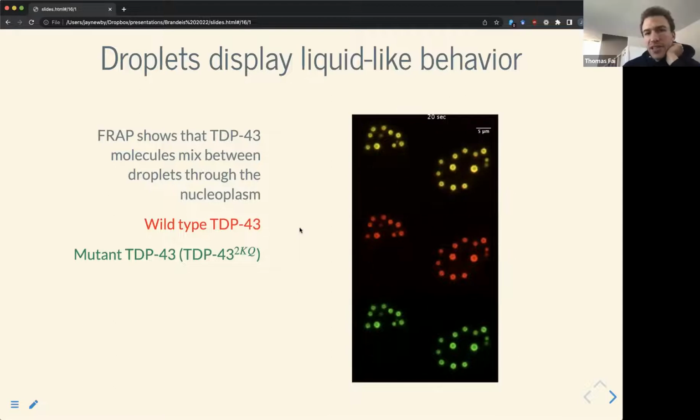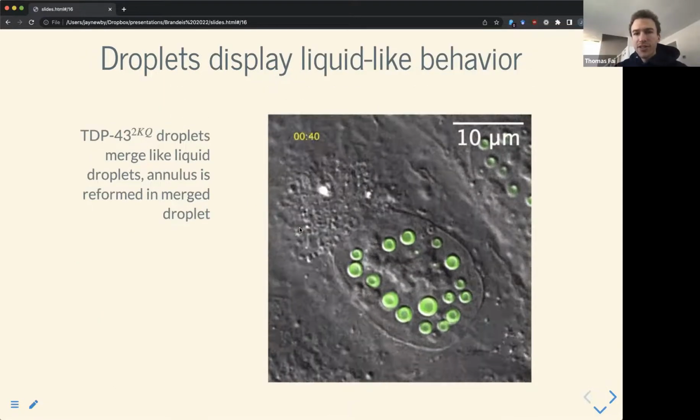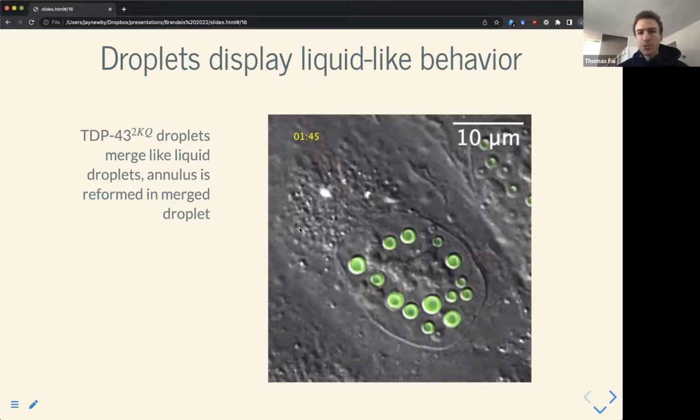Jake, could you just say again this kind of annular structure? That's not really typical for Ostwald ripening, is it?